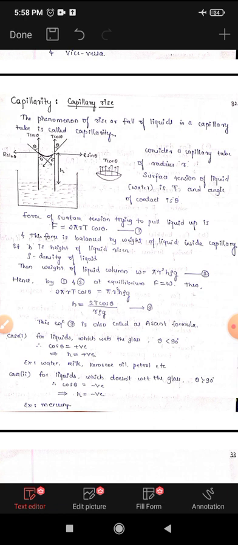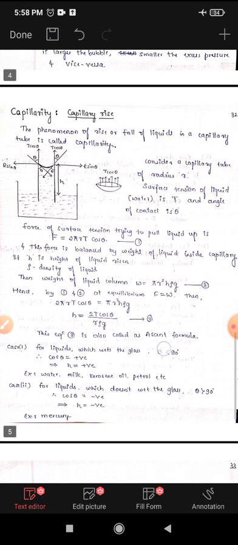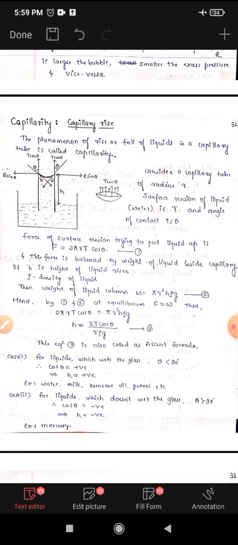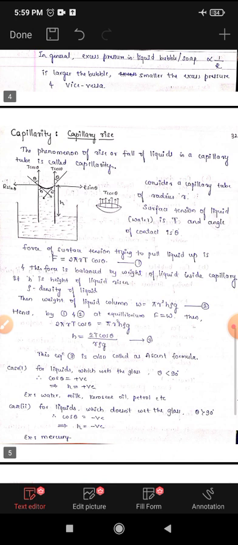That is called a capillary tube. This capillary has both ends open, no ends are closed here. So when we put this capillary inside any liquid, the liquid goes inside the capillary tube.